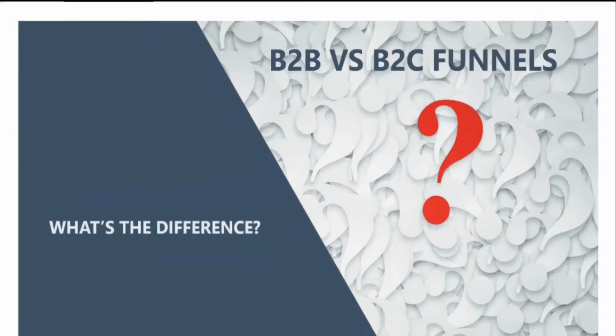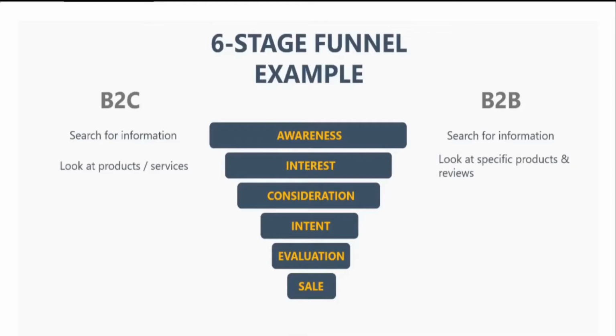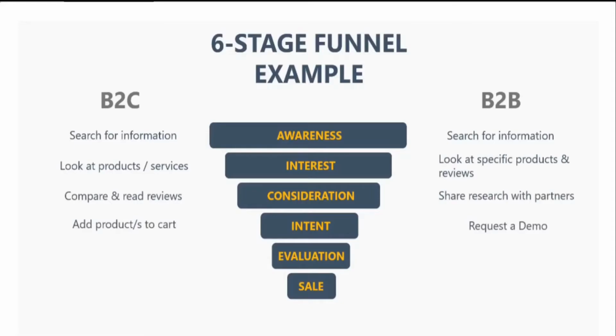quite different. So let's just look at an example using the 6-stage funnel. Some of them might be repeated, but then there are some key differences. So in the awareness phase, both would be looking for information. In the interest phase, B2C would be looking at products or services, and B2B would be looking at specific products or services and reviews. Under consideration, B2C might compare and read reviews, whereas B2B would be sharing research with their partners. Then under intent, we would have either adding a product to a cart under B2C, and B2B might be something like requesting a demo.